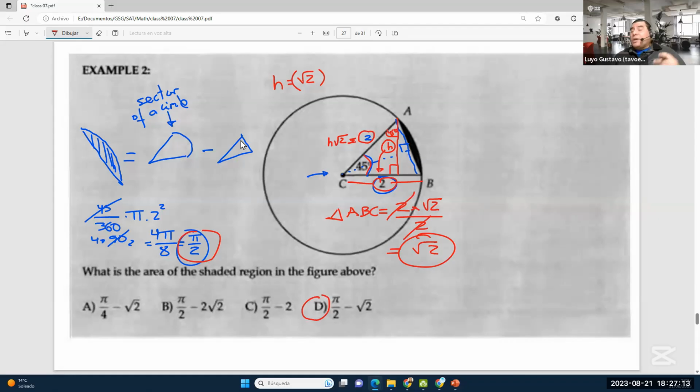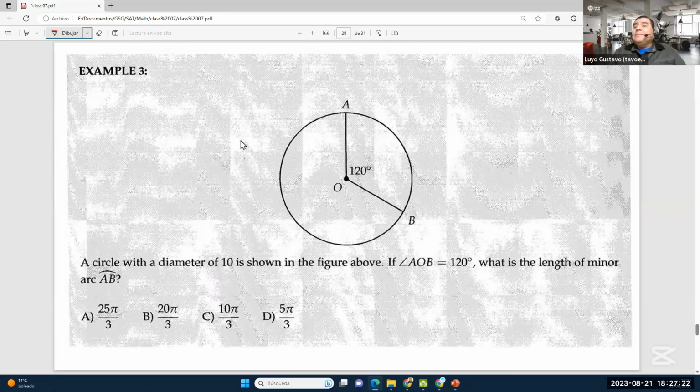Okay, so that's how you can combine the theory of circles with the theory of special triangles. Sometimes questions happen. Let's see a couple of examples to finish. Okay, you can try this one.